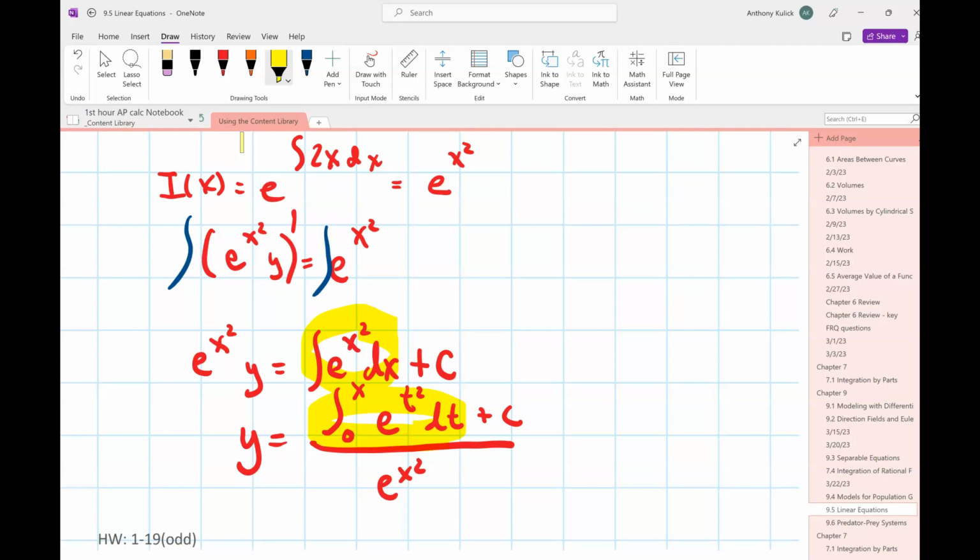So the takeaway here, guys, on the homework in this section 9.5, you may have answers with integrals still left in them. That's okay. That was the point in doing that last one. It's just that, let's see an example where this happens. It's okay.